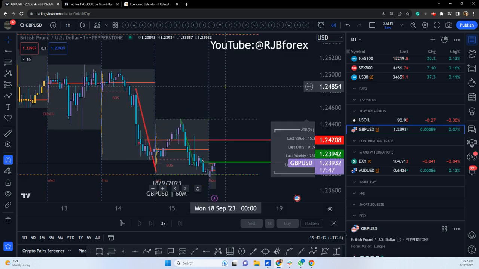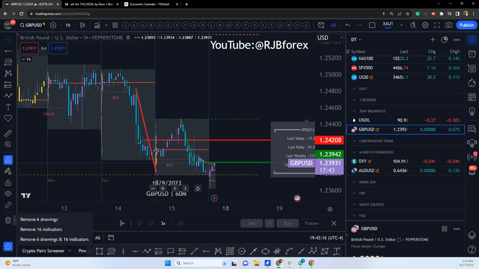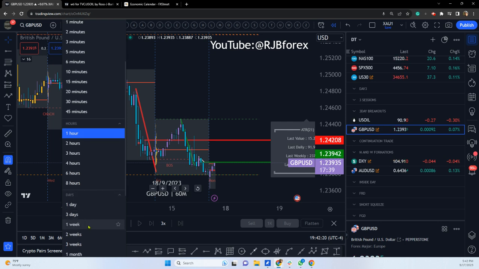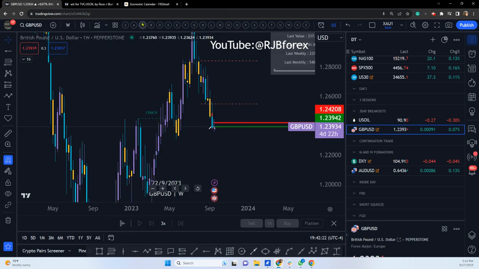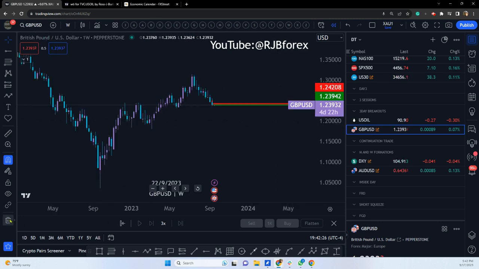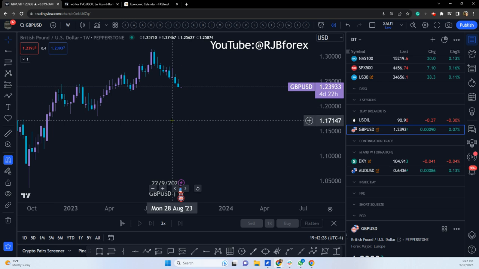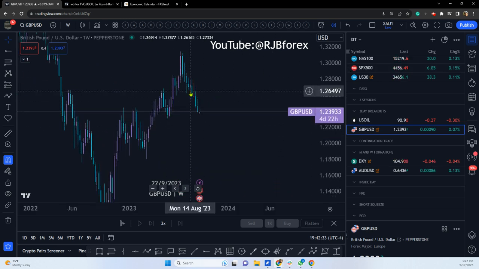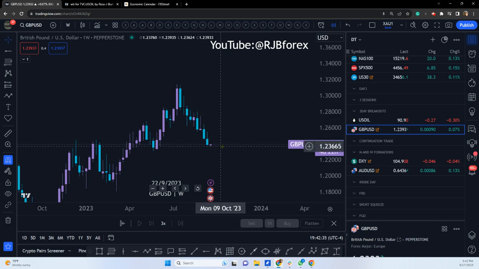Moving over to the pound, Bank of England this week. On a weekly basis, on a weekly basis, we are into support.